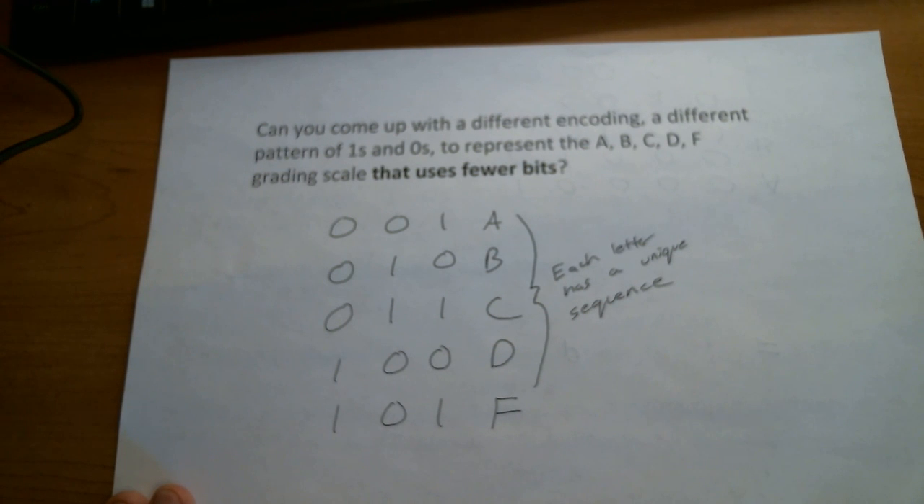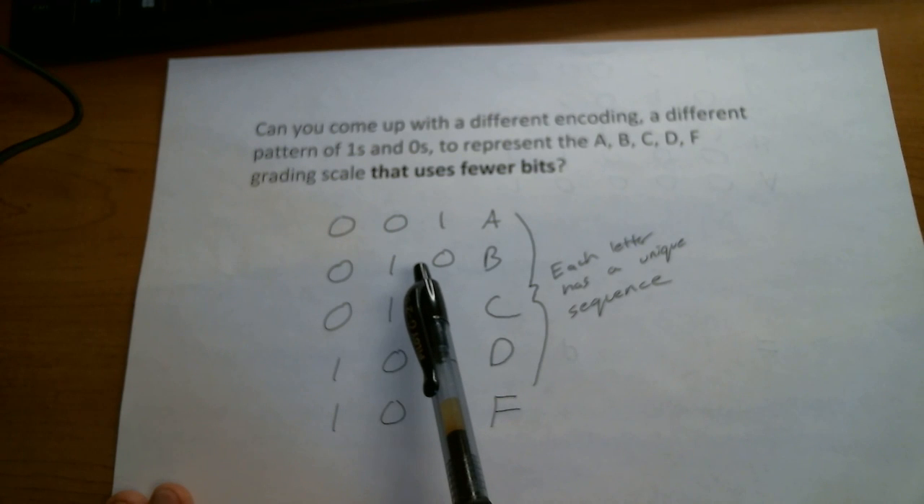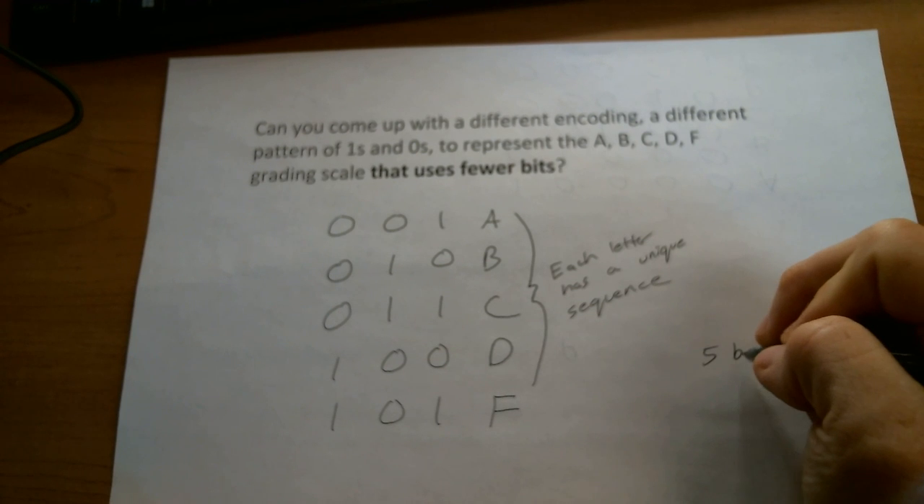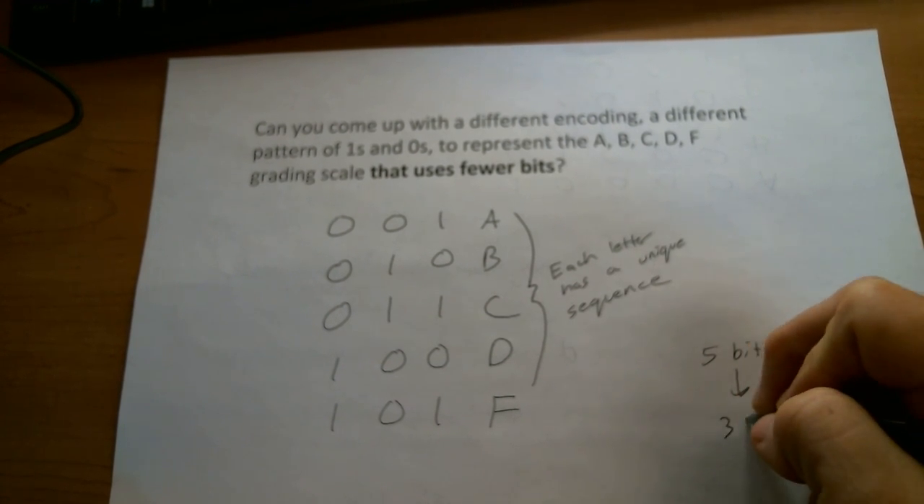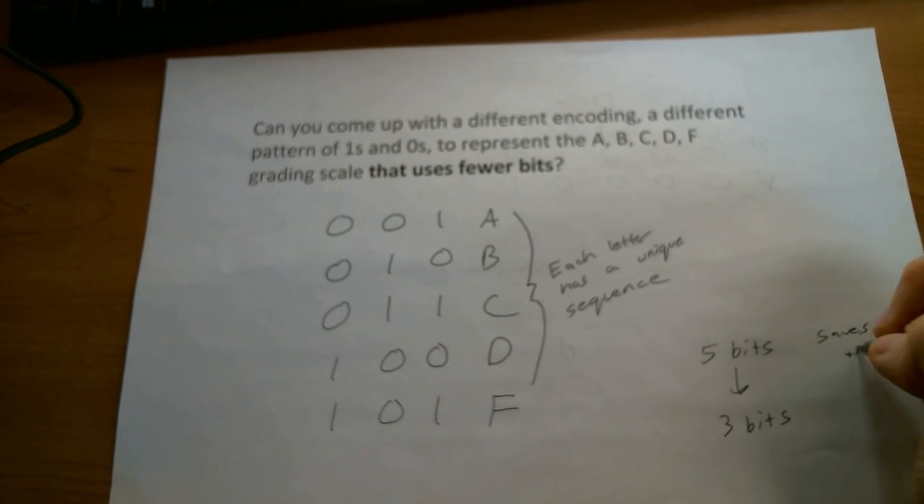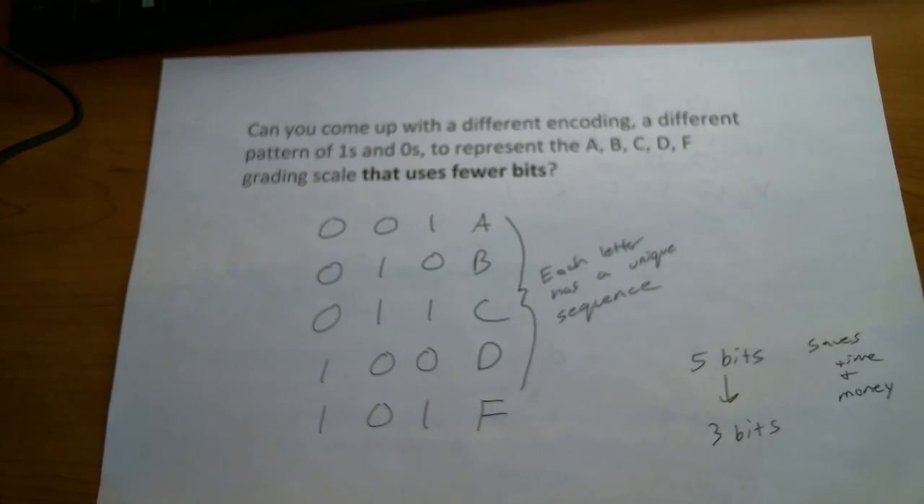So we can tell the difference between all of these because none of them repeat. This sequence is different than this sequence, which is different than this sequence, which is different than this one, which is different than this one. So we've still represented all 5 letters, but now we've done it with only 3 bits. We went from 5 bits to 3 bits, which is good because it saves time and money. We need fewer bits and fewer switches that we need to flip on and off because we're representing it with 3 instead of 5. Both good things.